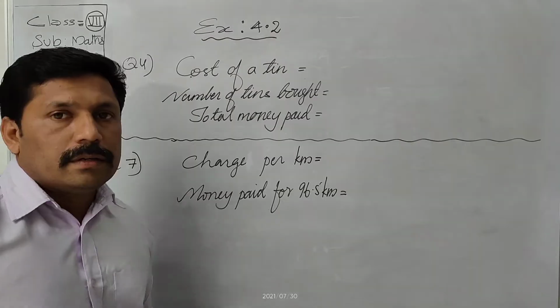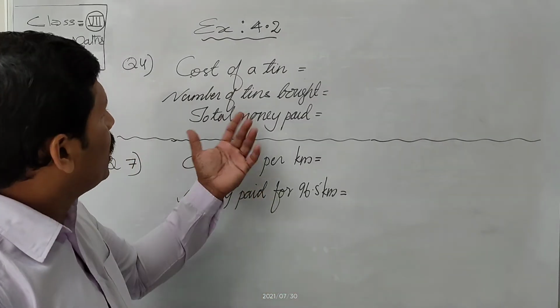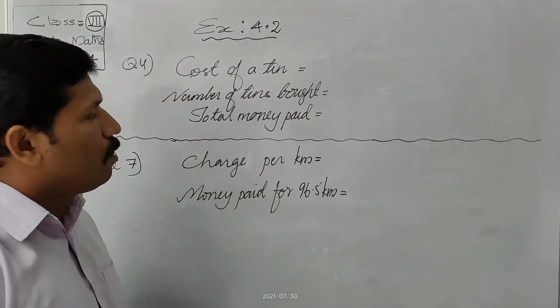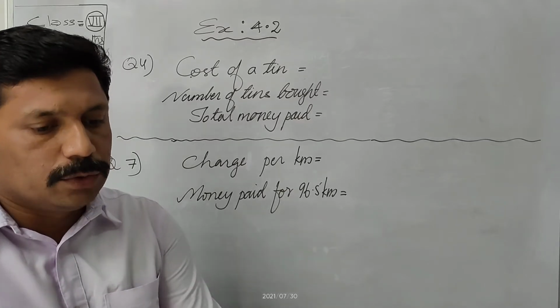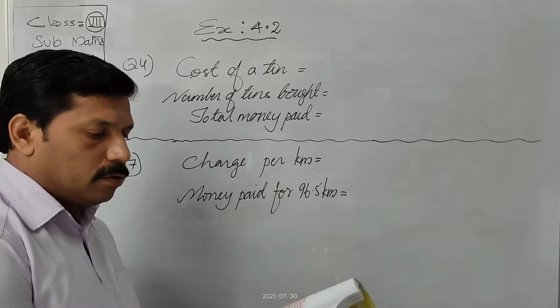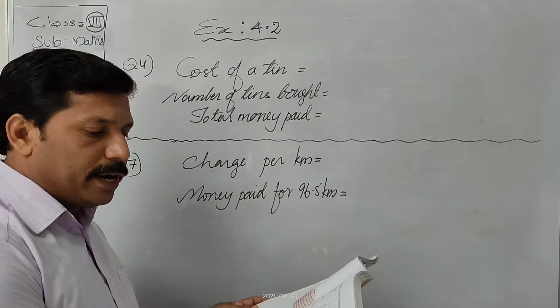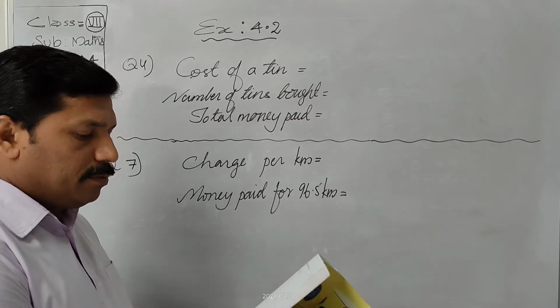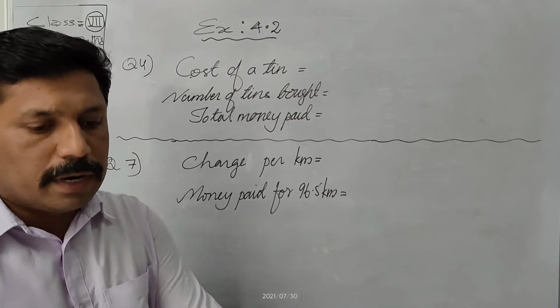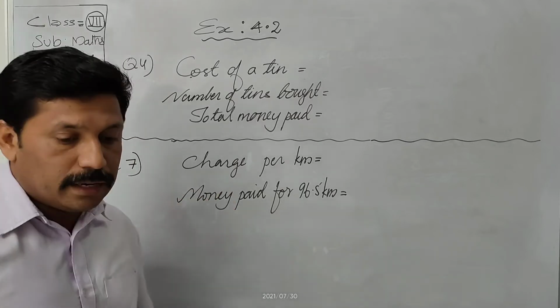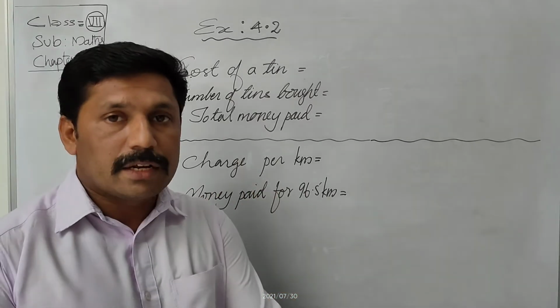Okay. Now we solve the word problems. Question number 4 and 7 of this exercise. Exercise 4.2. There are word problems from question 4 onwards. Some questions we will solve, some questions you have to solve as homework. So first question I am going to read. I am not writing the question here, only the answer part.